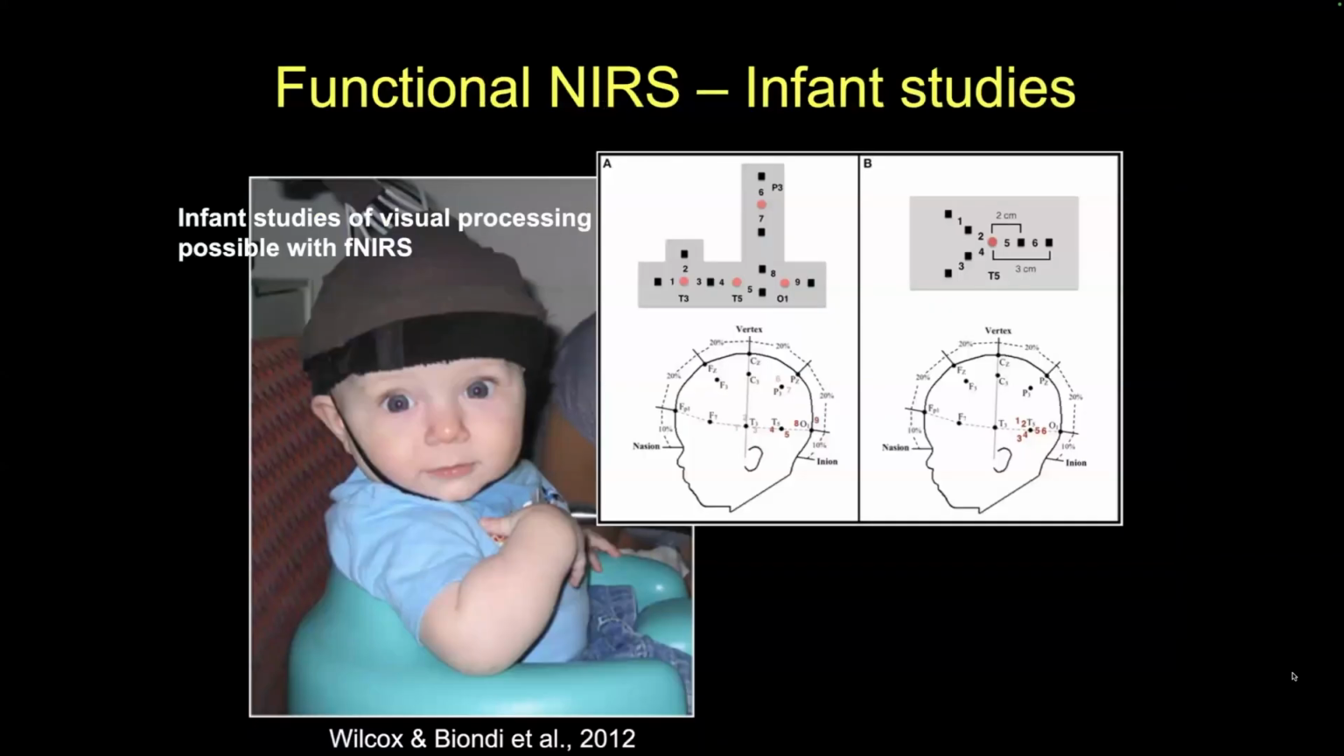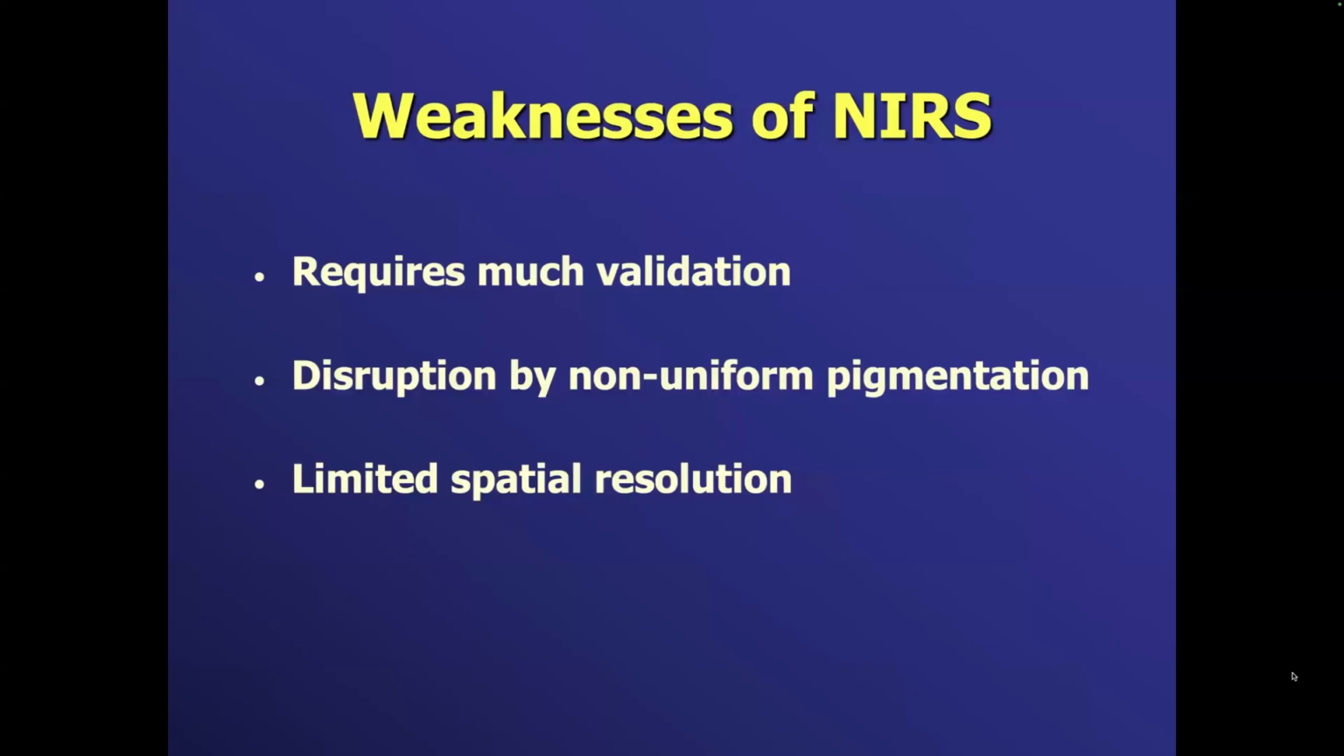And so with regard to movement, this is really important. You can study babies who often can't engage with some of the other techniques that we use because babies are going to move, right? And so that's really hard to do in an MRI machine, but you could use NIRS, fNIRS, safely in infant studies.